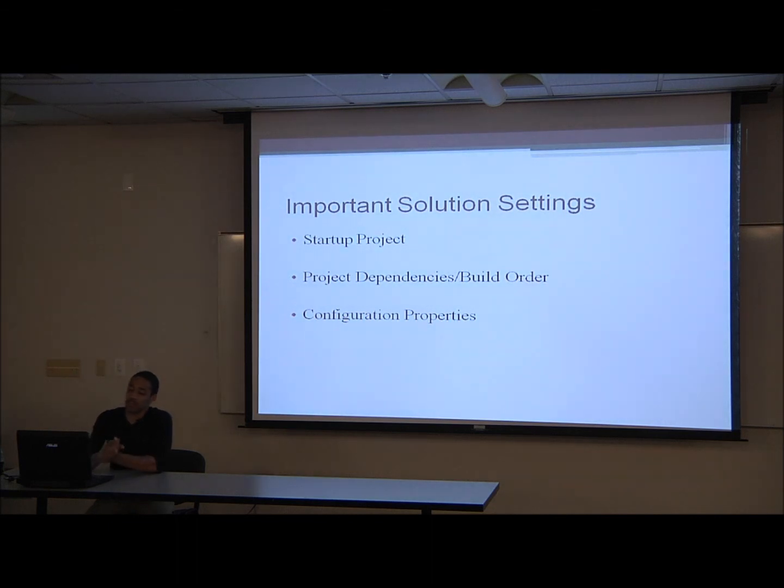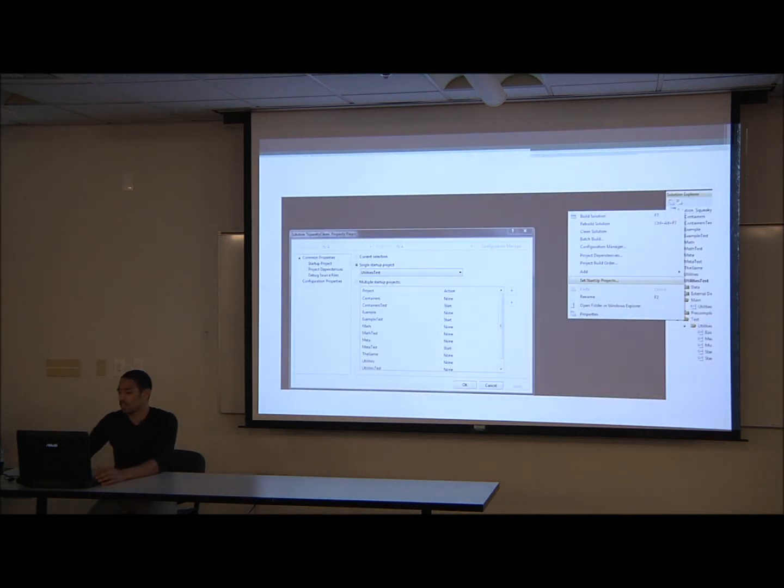Project dependencies. So when you have lots of different libraries, some libraries depend on other libraries, or your executable, your game might depend on physics or it might depend on graphics. So you can't build your game before you build physics or before you build graphics. So that's what project dependencies and build orders are. And configurations, debug and release are configurations.